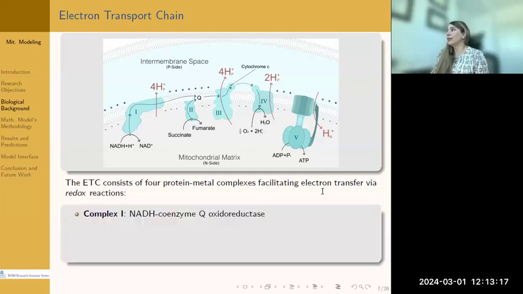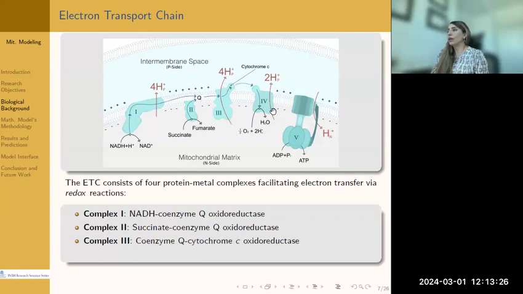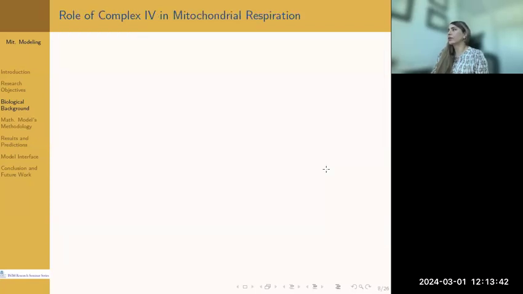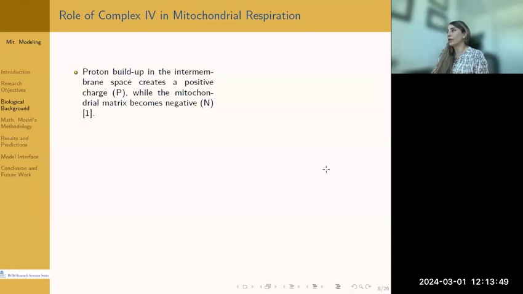These complexes include complex 1, which is shown here, complex 2, complex 3, and finally complex 4. Additionally, ATP synthase, also known as complex 5, is another integral protein functionally linked to this process. So let's explore what is the role of complex 4 in mitochondrial respiration.